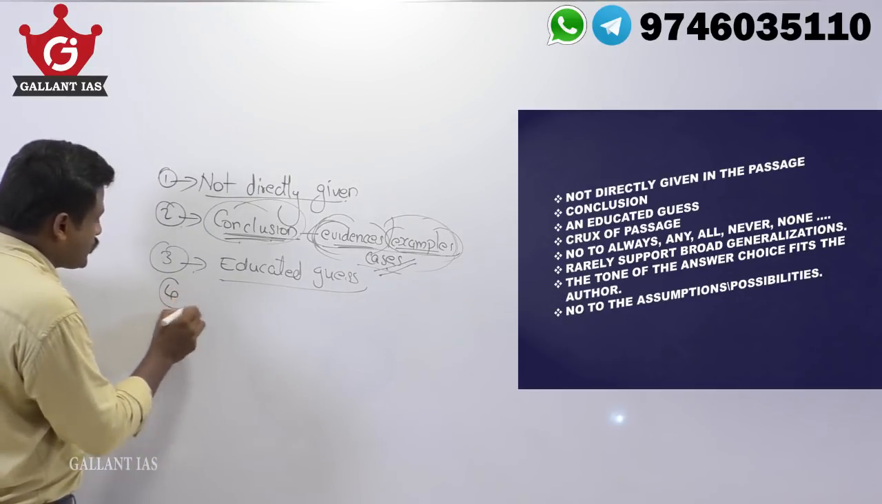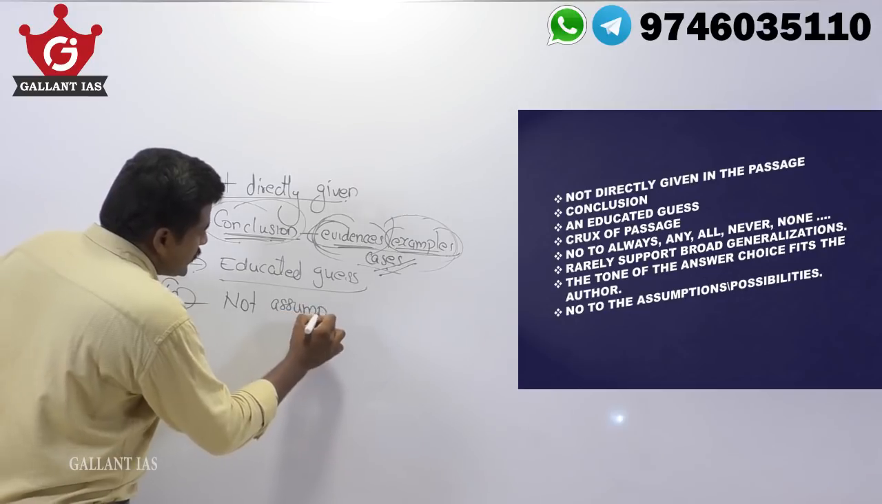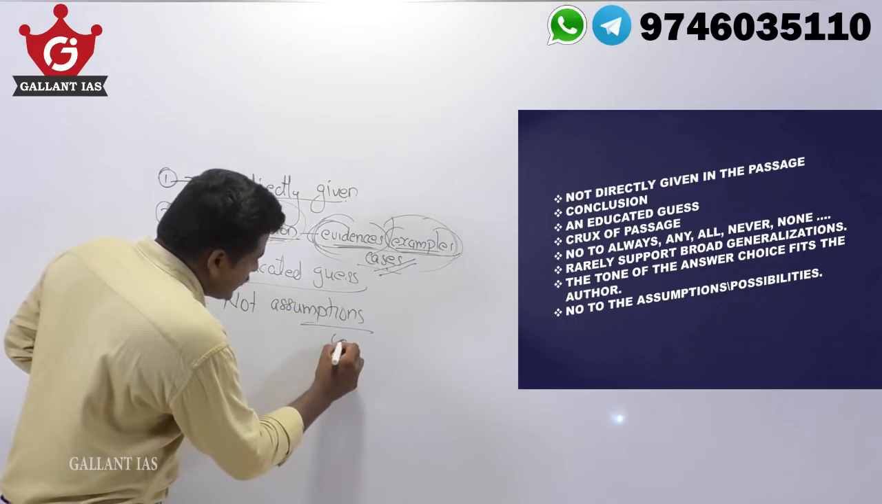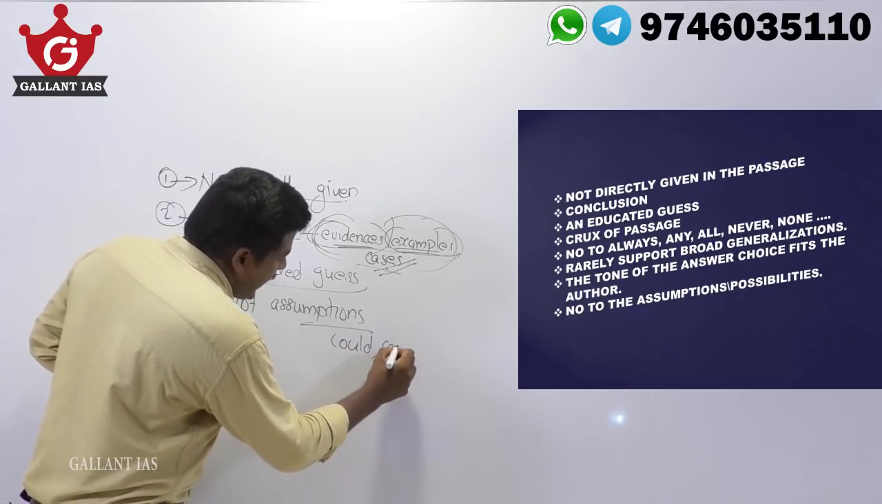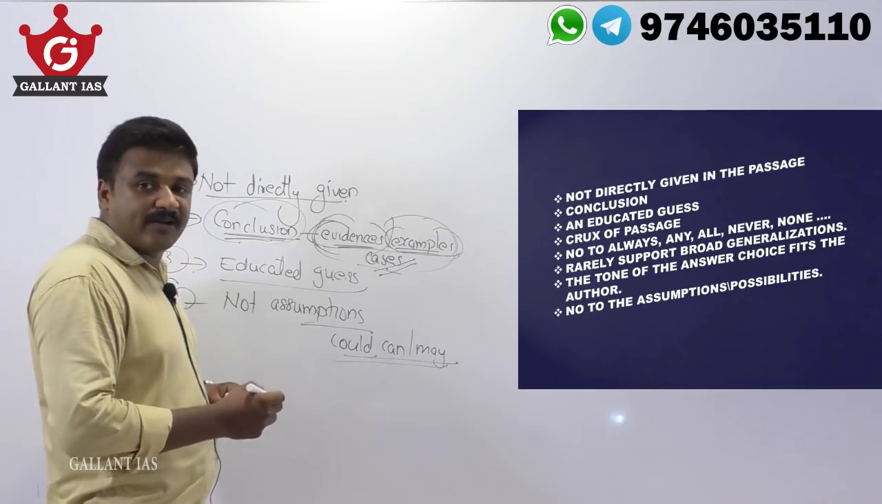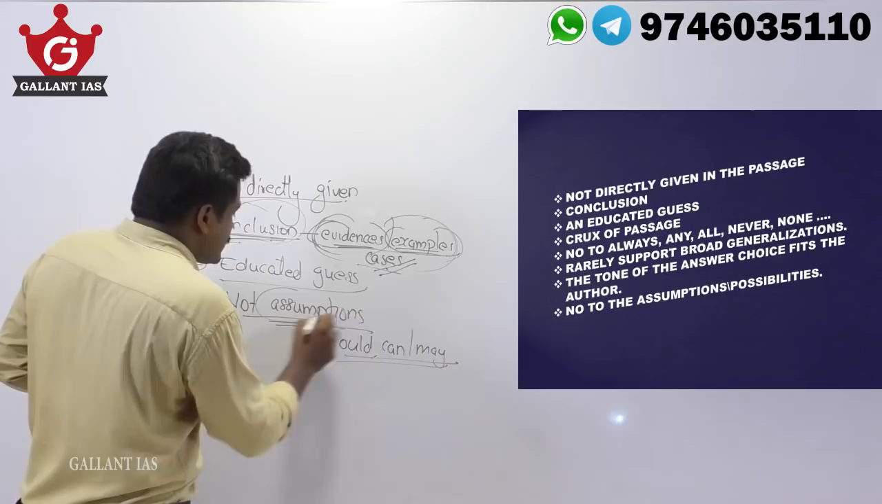Then the fourth thing I would say is that it is not assumptions. Some statements or choices say could, can, or may, etc. Such choices will not be your inference. That will not be your inference. This is not mostly assumptions.